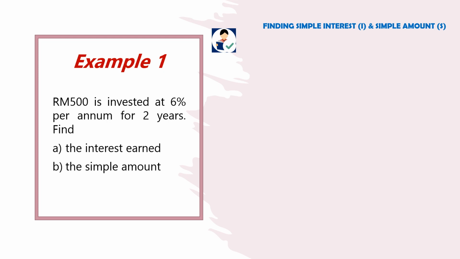First, 500 is invested means the principal, P is equal to 500. And then 6% per annum is the interest rate, R is equal to 6% or equal to 0.06. And 2 years is the term of investment, which is T is equal to 2 years. For question A, find the interest earned means we want to find I.